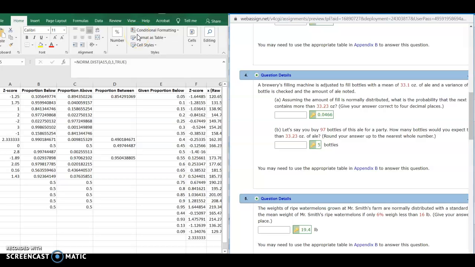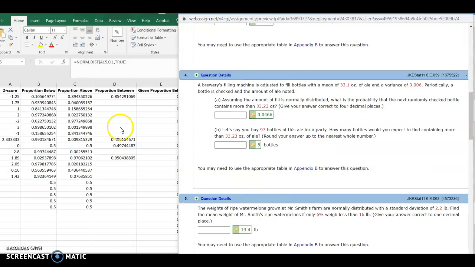So this is an example of a question from our web assignment in lesson 6.3. Number 4 is what I'm looking at here. A brewery's filling machine is adjusted to fill bottles with a mean of 33.1 ounces of ale and a variance of 0.006. Periodically, a bottle is checked and the amount of ale is noted. Assuming the amount of the fill is normally distributed, what is the probability that the next randomly checked bottle contains more than 33.23 ounces?